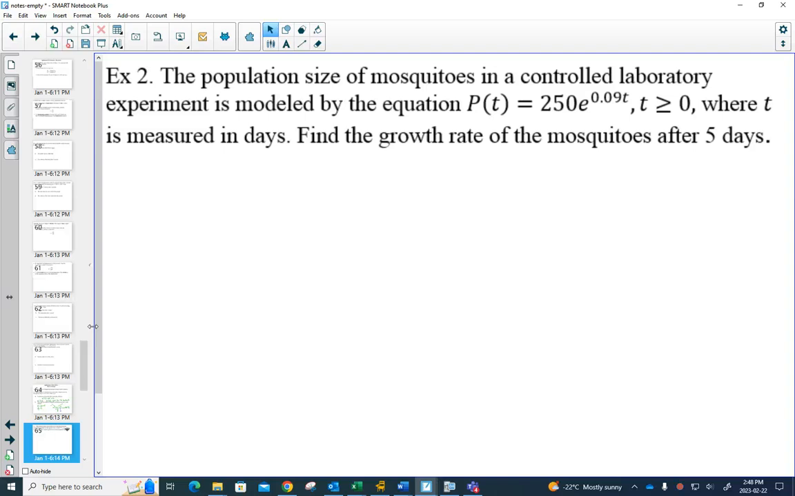So we've got a population equation here. t is measured in days. We want to find the growth rate. So anytime you're asked for a growth rate, that would be a derivative. So I'd find my derivative. Do we have any special derivative laws here? Yes. What rule? Product rule, chain rule, quotient rule, power rule.